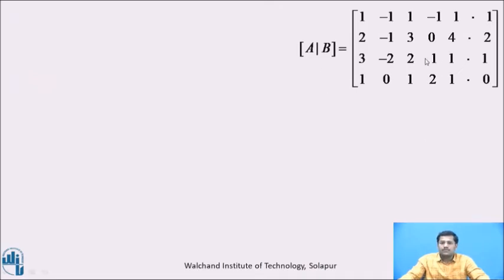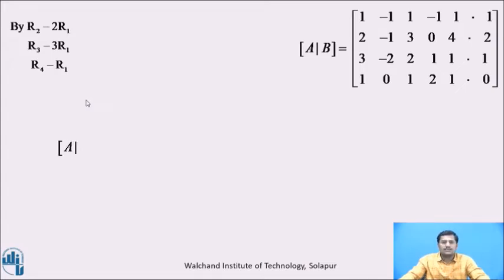Now we will convert this system to echelon form. First of all, I will consider the first diagonal entry and try to convert the elements lying below that diagonal to 0 using this row number 1 only. To convert this 2 to 0, we have to perform the transformation R2 minus 2R1. To convert this 3 to 0 using row number 1, we have to perform the transformation R3 minus 3R1. And to convert this last entry to 0, we have to perform the transformation R4 minus R1.